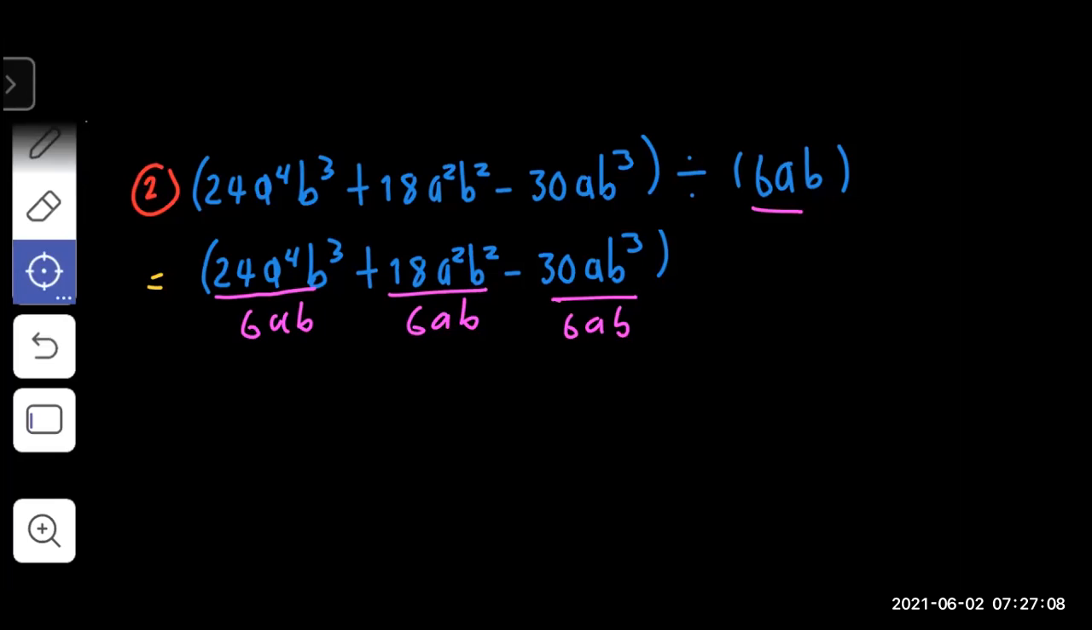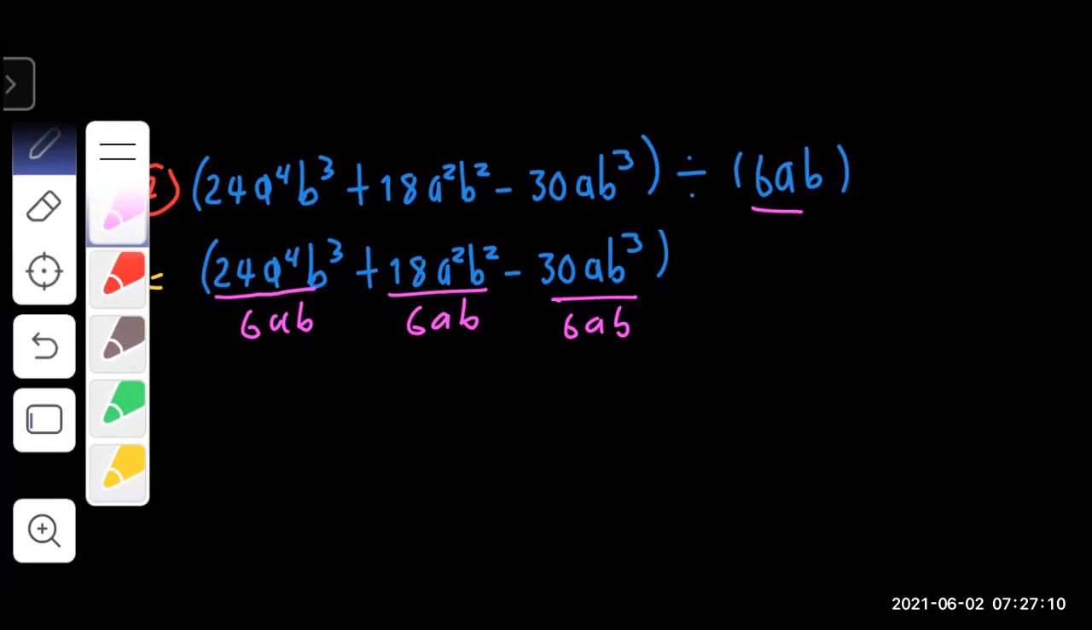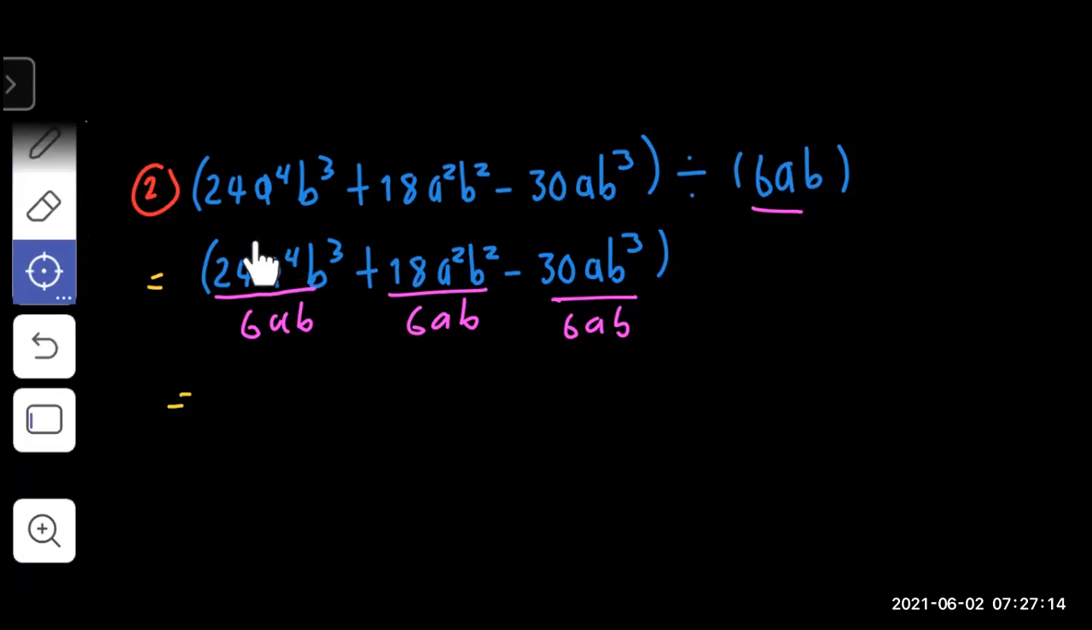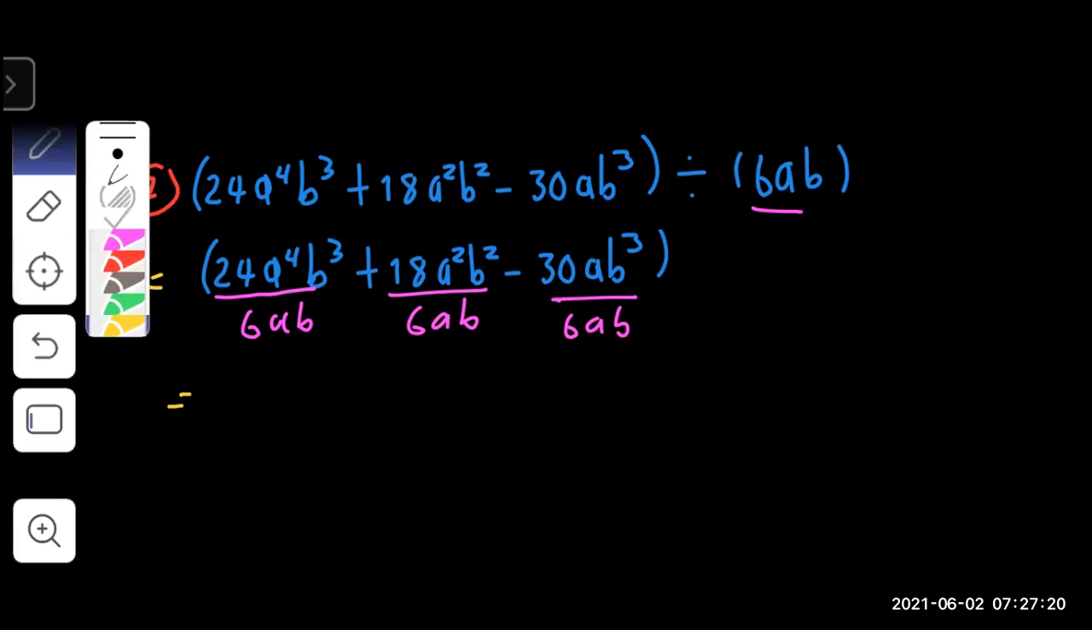Now it's time to simplify. Let's see what we're going to get when simplifying this. Again, just one at a time. 24 divided by 6. Someone help me with this. 24 divided by 6.